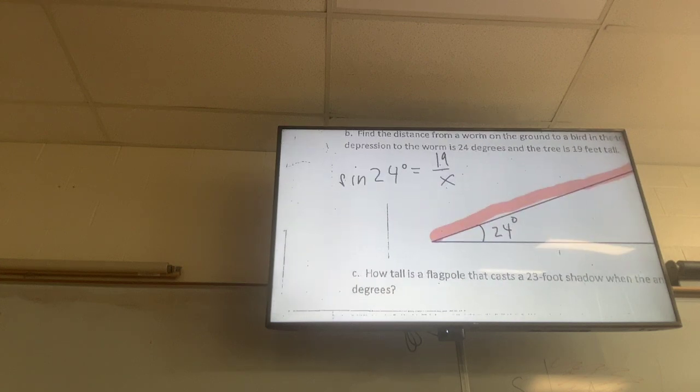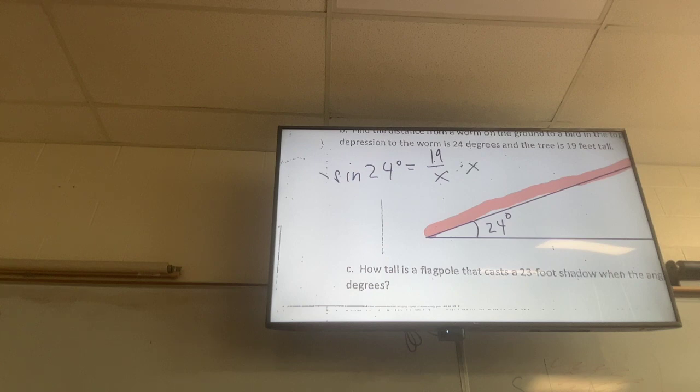So you guys know how to solve this for x or no? Multiply by x on both sides. We get x times sine of 24 degrees equals 19. Divide both sides by sine of 24 degrees. x equals 19 divided by sine 24 degrees. Make sure you're in degree mode.